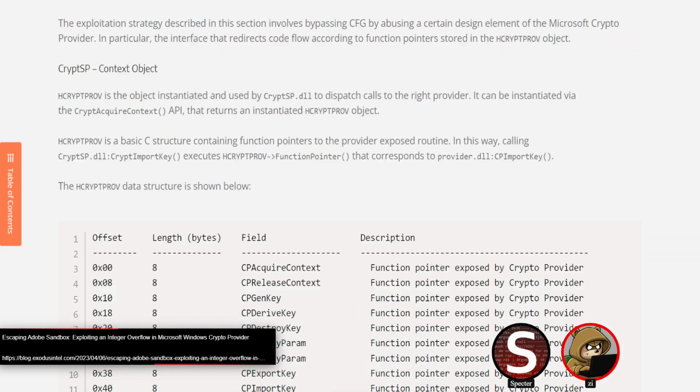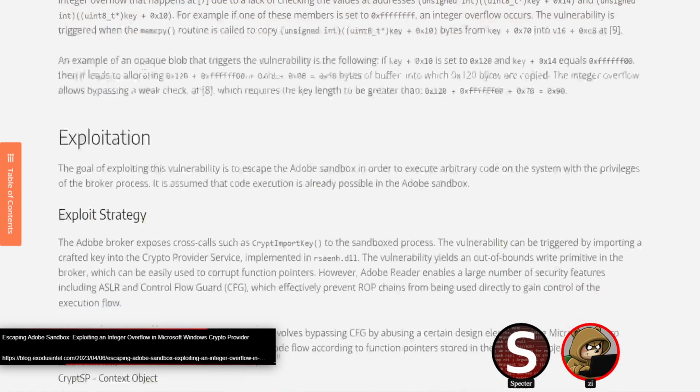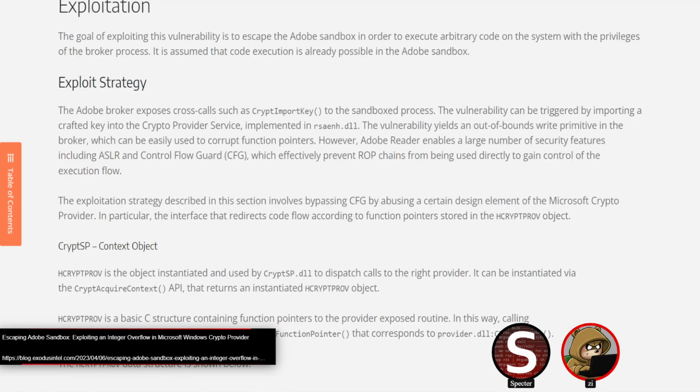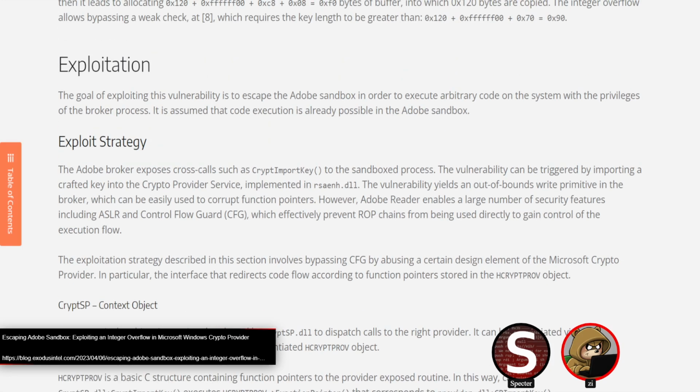But what I thought was really interesting was on the exploitation side, and on that side, they kind of talk a bit about what their overall strategy was. So again, they're inside of this Adobe Sandbox. They're able to hit some of these crypto functions through that. But it is a sandbox, so it does have the expected security features. They mentioned here ASLR, but they also have control flow guard in place, so that's preventing them from hitting just a standard ROP chain.